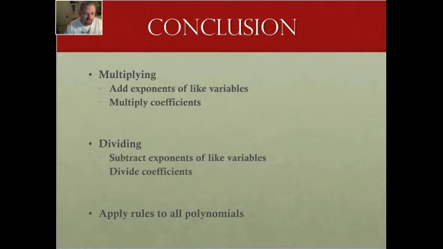When we're dividing, it's almost the same thing. We're subtracting the exponents of like variables, so x and x, y, and so forth. We're dividing the coefficients. Do remember that if you have a negative exponent, you want to make it positive. That means if it's on the top, take it to the bottom. If it's on the bottom, we'll take it to the top. We didn't see an example of that, but we will later on.